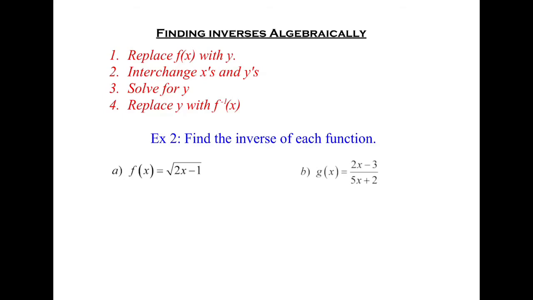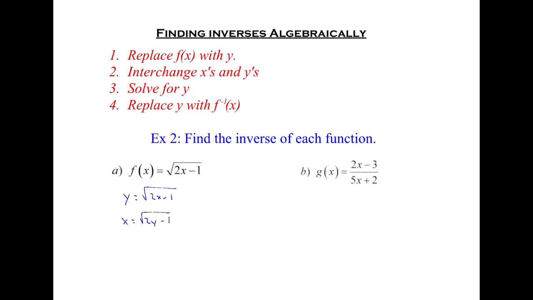The next part that we're going to be looking at is we're actually going to find inverses algebraically. So we're not going to prove they're inverses on this one, we're just going to find them. So on the first one, f of x is equal to the square root of 2x minus 1. So what do we need to do? We need to replace the f of x with y. We need to exchange or interchange the x and the y value, and then solve for y.